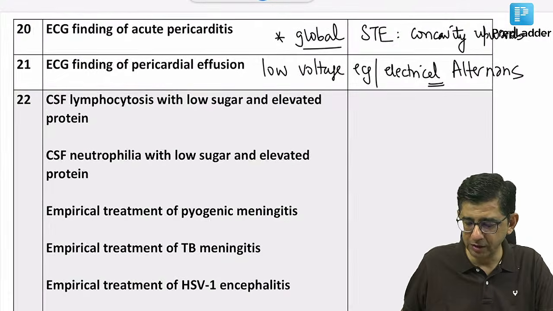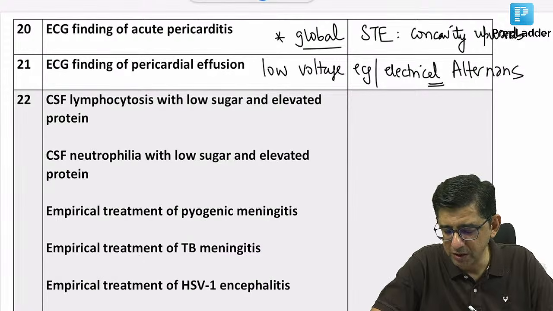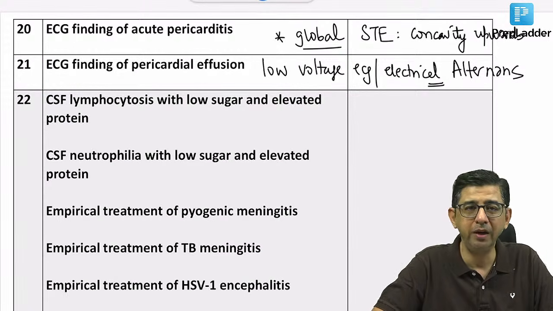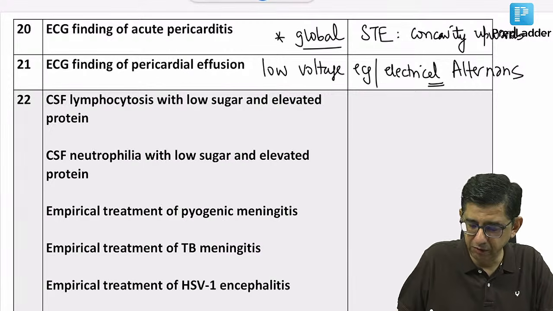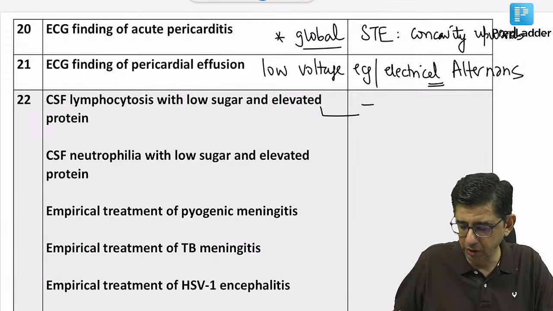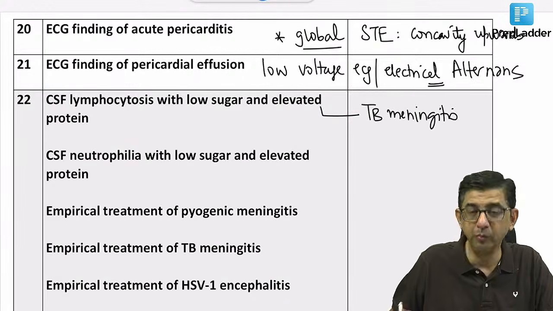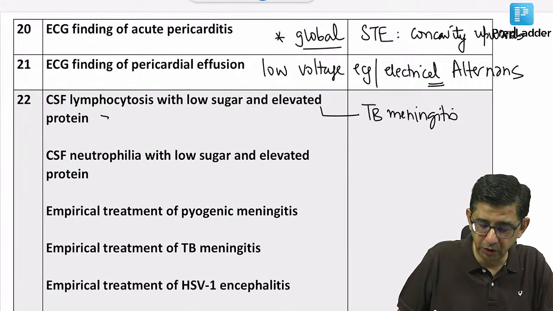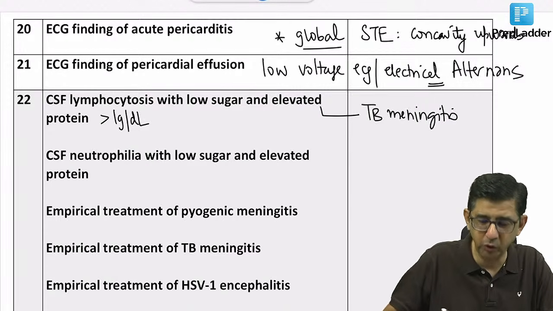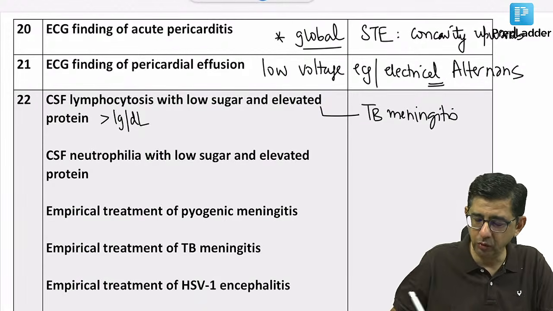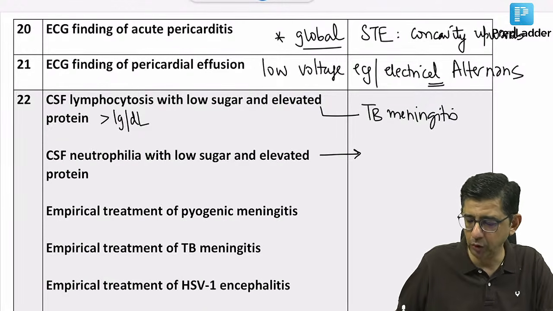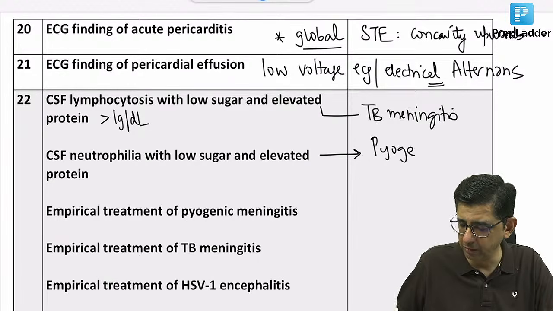Moving to the next one, there is a CSF lymphocytosis with low CSF sugar and elevated protein. In an Indian exam, every time they give you a question with CSF lymphocytosis, low sugar, and elevated protein, you have to think in terms of tubercular meningitis. What is also more important is the value of the protein. Usually the value of protein in this case would be given as more than 1 gram. Normally the amount of protein in the CSF would be in milligrams, but here it would be coming in grams. And if it is neutrophilia, that is neutrophils present with low sugar, then we have to think in terms of pyogenic meningitis.